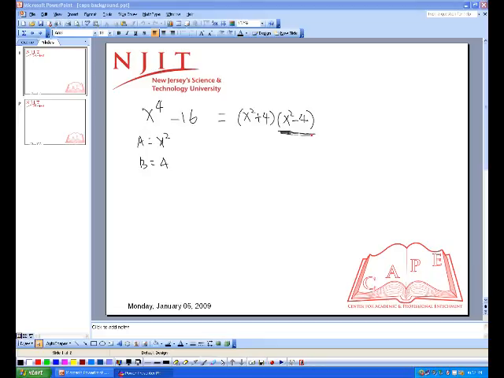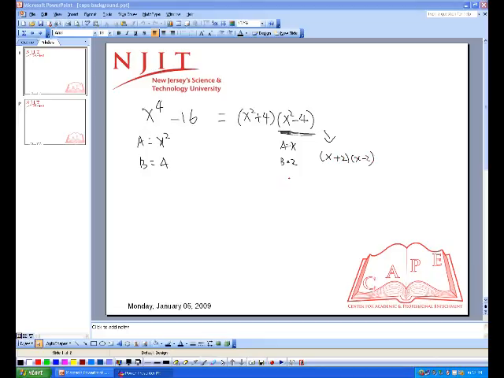Notice that x squared minus 4 is still in the form of a difference of squares. So that means we can factor this further. x squared is a squared, so a should equal x and b should equal 2. That means x squared minus 4 can still be factored into x plus 2 and x minus 2.